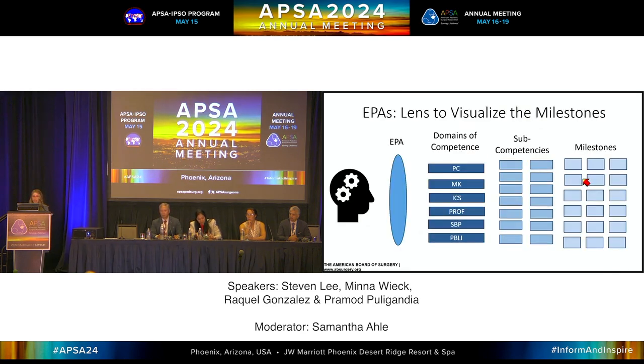I find this figure even more helpful to view their relationship, and I'm going to start on the right with the milestones. So the milestone itself is a specific, observable, and measurable step that residents achieve as they progress in their training. It's a marker of a resident's development, and it's used to provide feedback and guide further learning. Moving to the left, a competency represents broad areas of skills, knowledge, and attributes that surgical trainees need to develop by the end of their training, or the overarching goal of a training program.